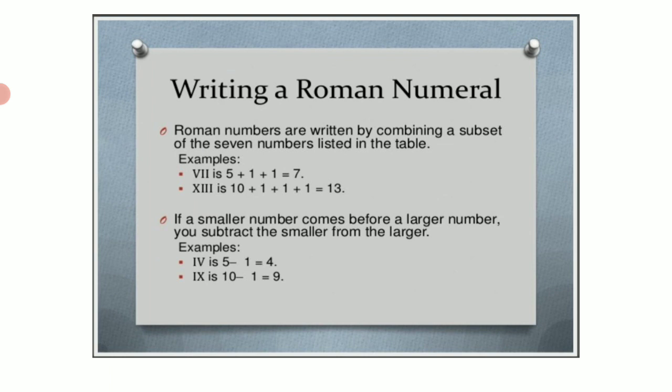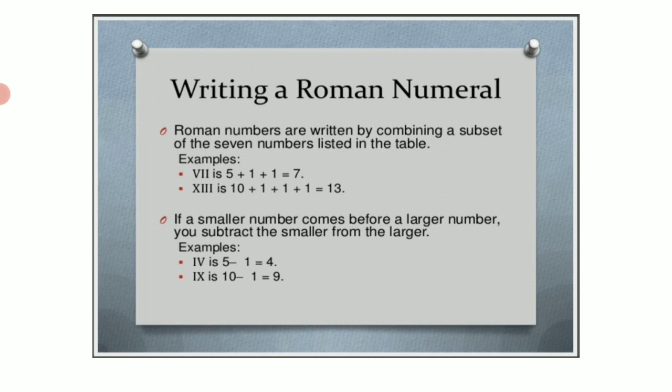Now, how do we write a Roman numeral? Roman numbers are written by combining a subset of the 7 symbols that we listed in the table on the second slide. For example, children, let us take VII. We know that V stands for 5 and I stands for 1. So when it is VII, it means 5 plus 1 plus 1, that is equal to 7. Suppose it is XIII, that means 10 plus 1 plus 1 plus 1. As X symbolizes 10 and I symbolizes 1, it is 10 plus 3, that is 13.